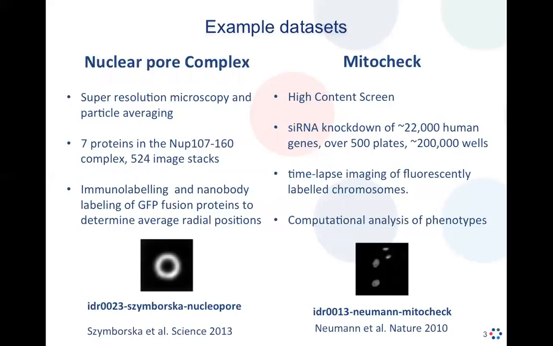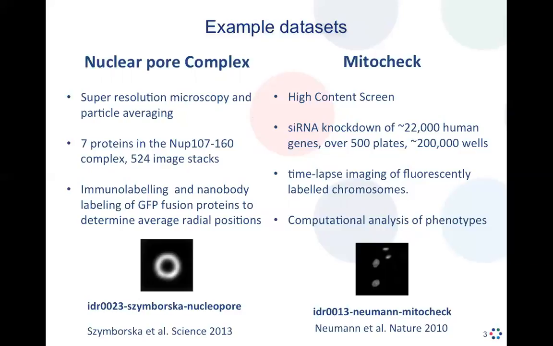They used different antibody techniques to visualize the proteins and try to work out their position within the nuclear pore. 500 images are not a vast number, but it's still more than you would like to annotate by hand. So I'm going to show you what metadata we added to those images and how we imported it.